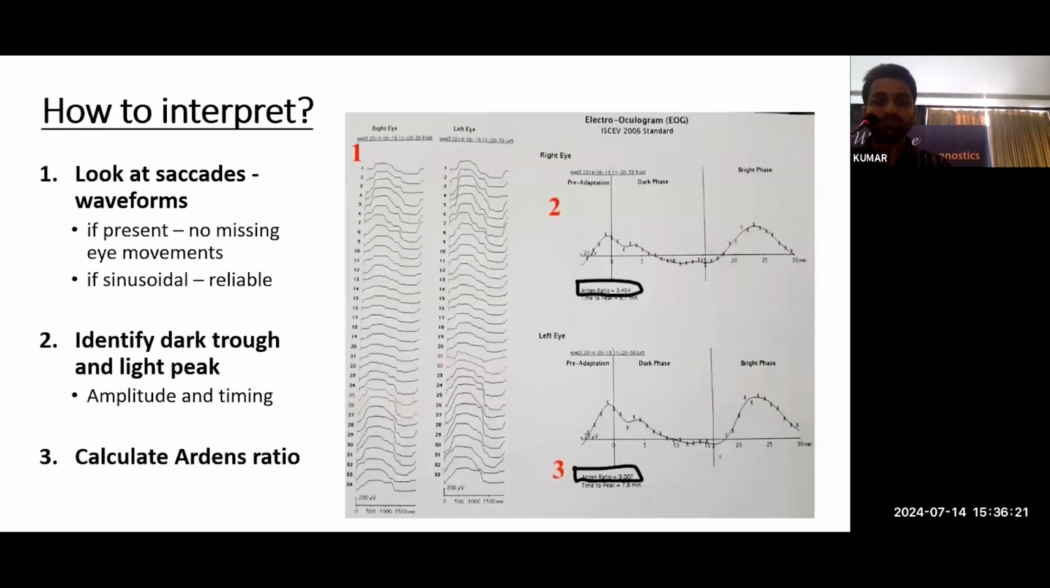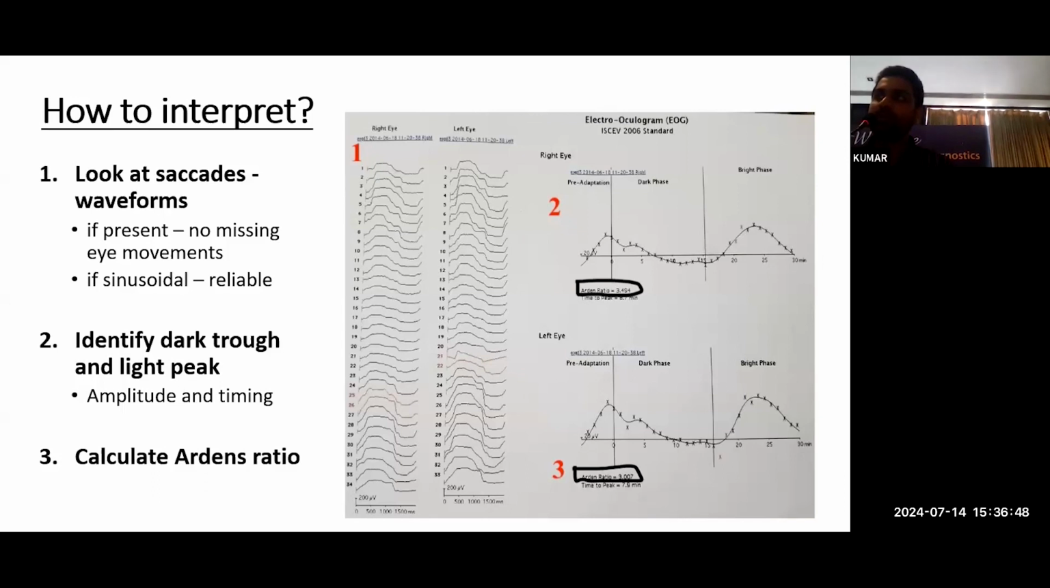When looking at an electrooculography report, there are three main components which we need to read before interpreting the report. First, we need to look at the saccades, which I've marked as 1. You need to know if all the waveforms are present, if there are any artifacts, and if all the waves are in a sinusoidal pattern. If all of this is present, then the report is reliable.